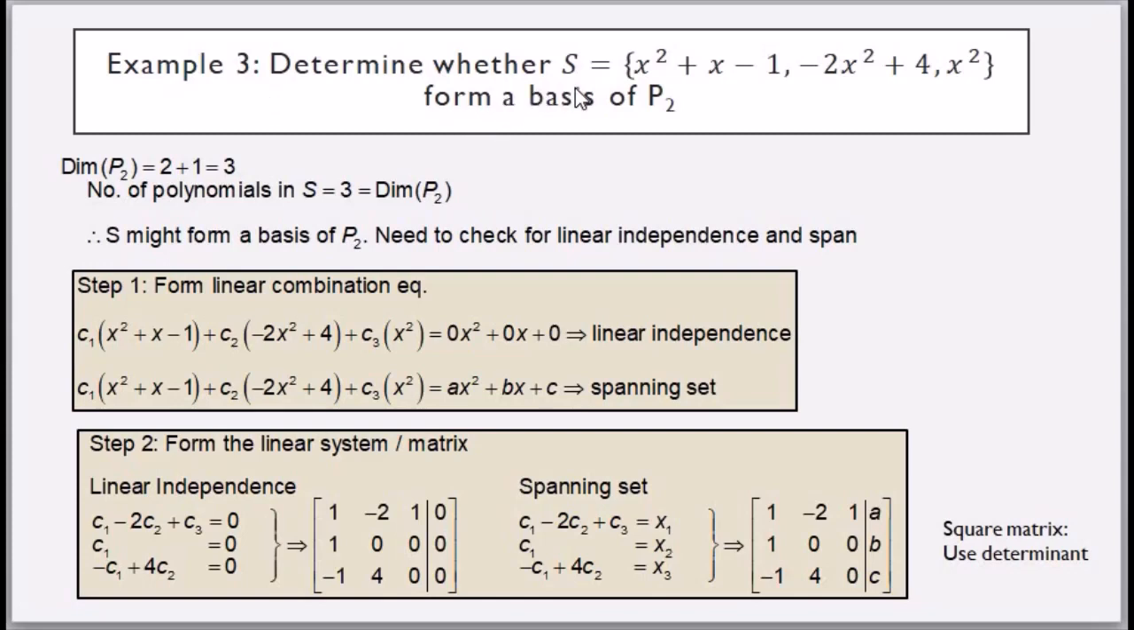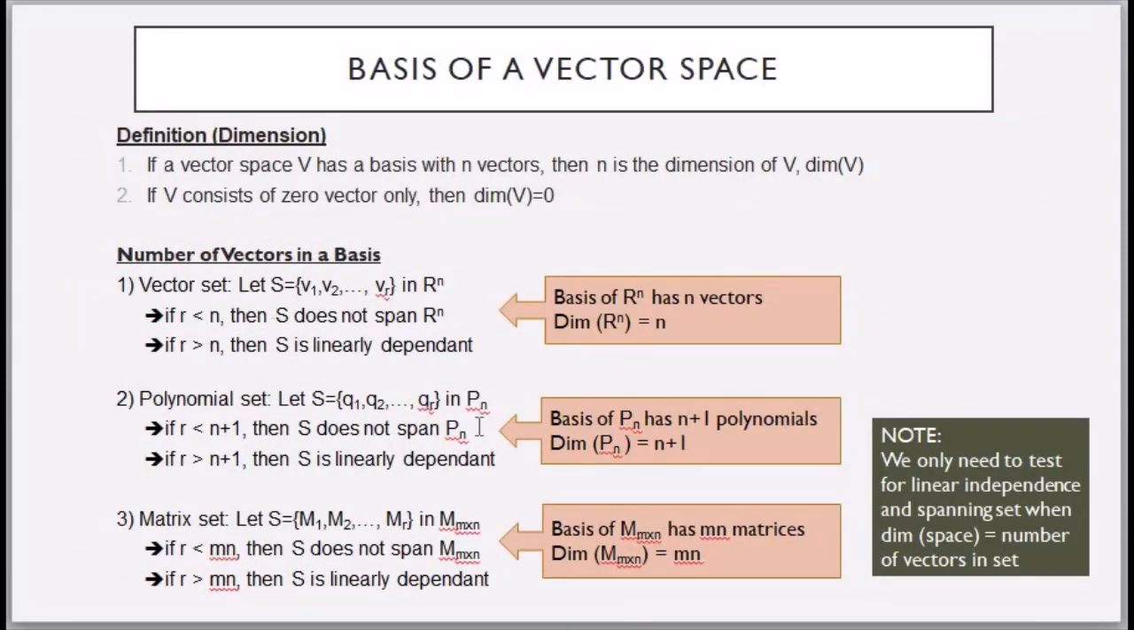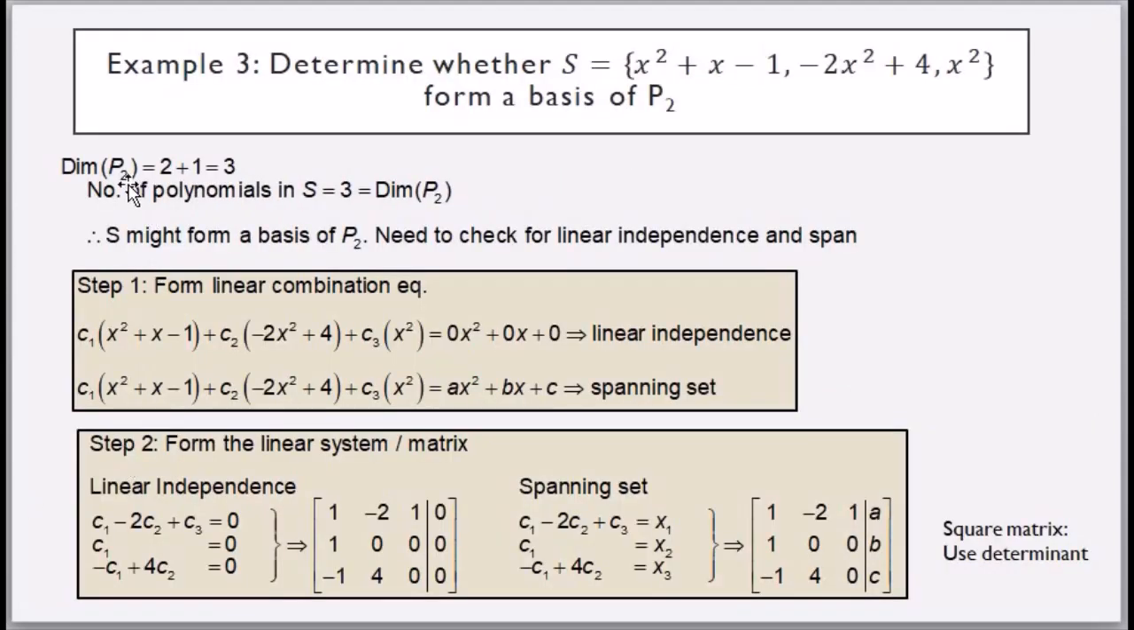Example 3, determine whether S forms a basis of P2. First, we need to find the dimension of P2. A basis of Pn has n plus 1 polynomials, so the dimension of Pn equals n plus 1. The dimension of P2 equals 2 plus 1 equals 3. The number of polynomials in S: we have 1, 2, 3. 3 equals the dimension of P2, so S might form a basis of P2. We need to check for linear independence and span.